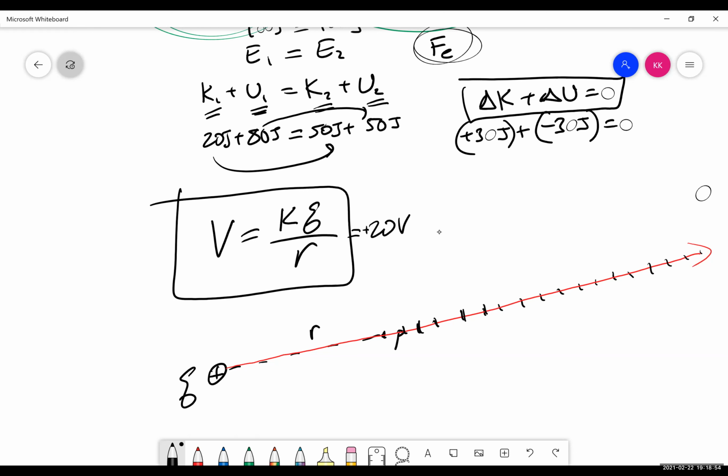Now, where is zero? Well, it's a very simple calculation. V equals KQ over R. Under which condition is V zero? KQ over R equals zero only when R is equal to infinity. KQ divided by infinity will give you zero. That means infinitely far away, at some point, potential is then zero.